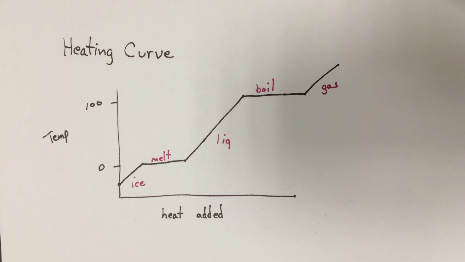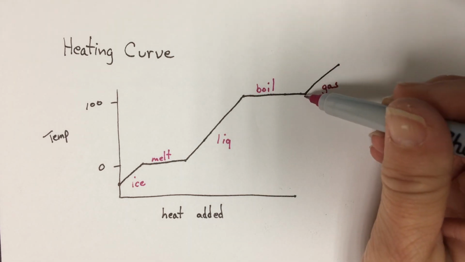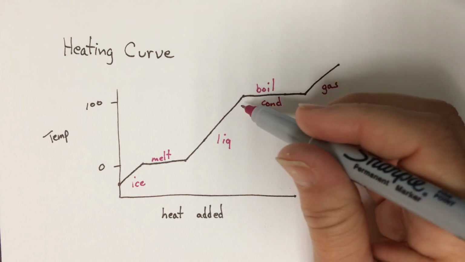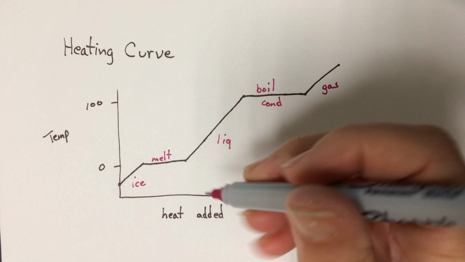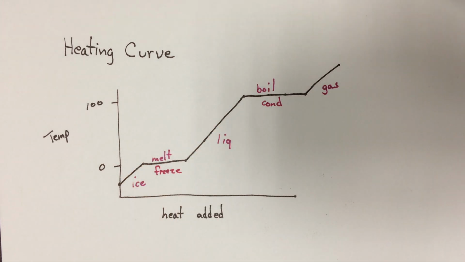And that's the heating curve. You can go back the other direction. If you remove heat, your gas will condense to a liquid, and then from a liquid it'll freeze and make ice. But you get these plateaus where the energy, instead of changing the temperature, is going into breaking the bonds between the molecules and freezing or melting, boiling, or condensing.